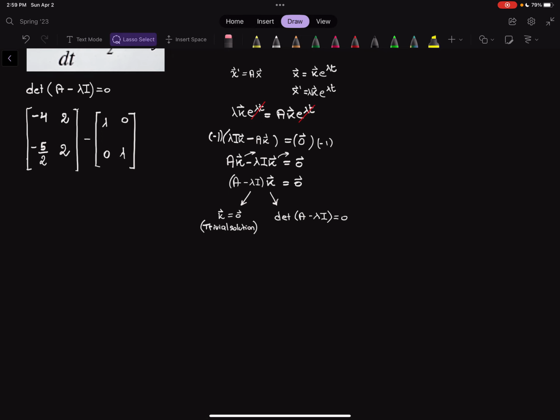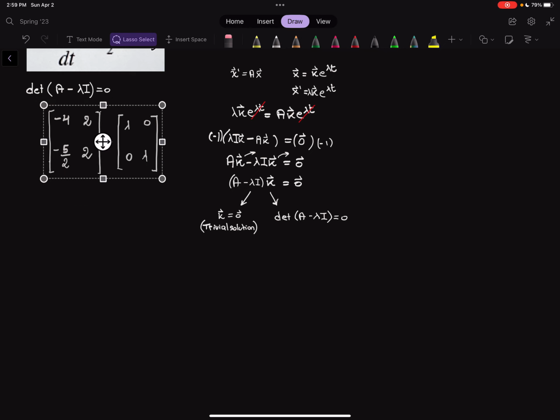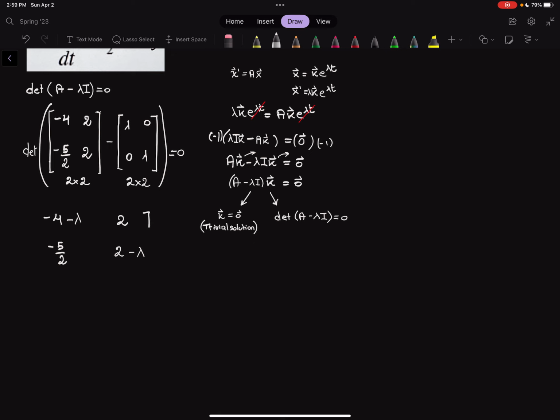And then let me move it a little bit more to the right. And then here, I want to find the determinant. And I want to make this determinant equal to 0. So if I subtract these two matrices, they're a 2 by 2 here and a 2 by 2 here. So I can definitely do that. I can subtract each entry, and I get the following. 2 minus 0 is just 2. Then -5/2 minus 0. And then 2 minus lambda right here.